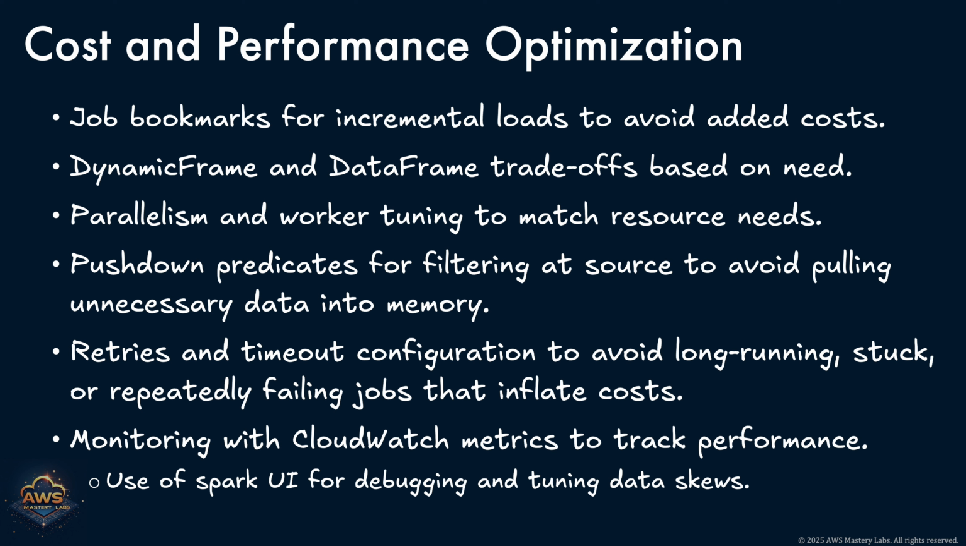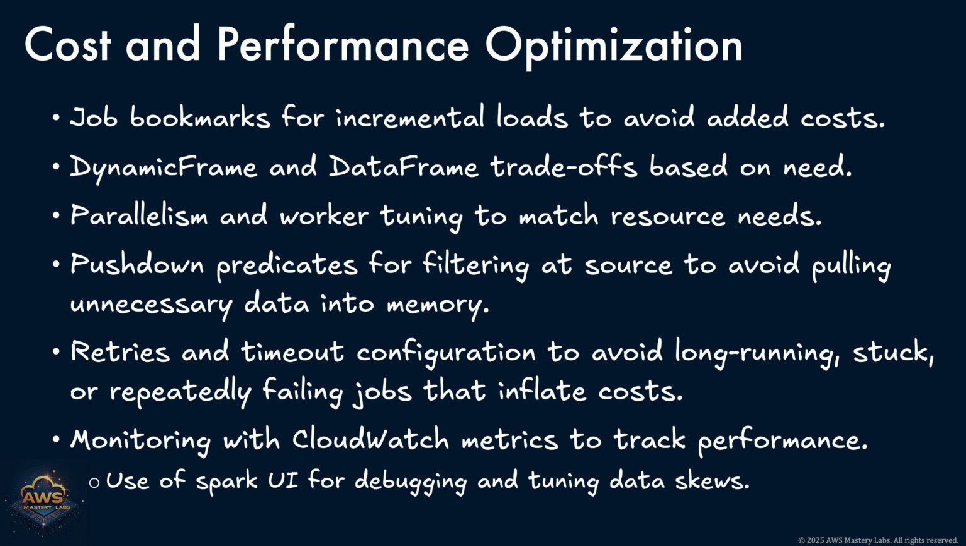Another smart optimization is to use push-down predicates. These allow you to filter data at the source, especially useful when connecting to JDBC or Redshift, so only relevant records are pulled into memory, saving both processing time and cost. Don't overlook the importance of retries and timeout settings. Long-running or stuck jobs can silently rack up charges. By setting intelligent retry policies and timeouts, you can avoid runaway compute costs and ensure cleaner failure handling.